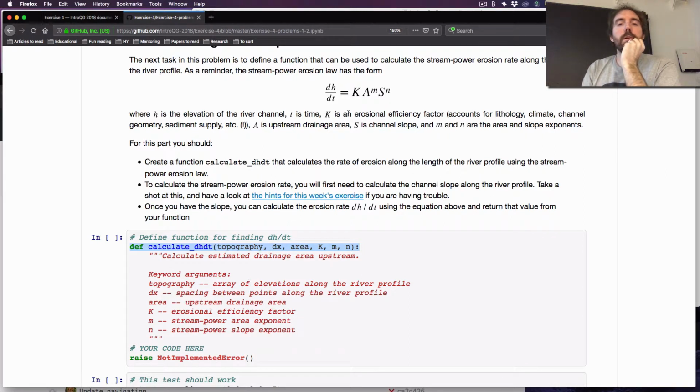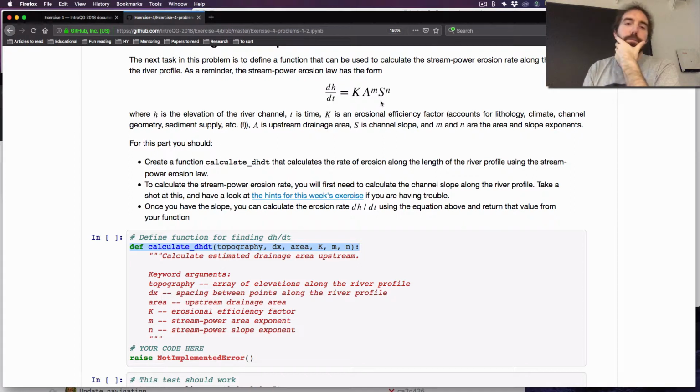So this looks relatively simple. It's a little bit trickier than you might think because you have to calculate the slope. So I'll add a hint in the hints for the exercise this week about how to calculate the slope. I will tell you that the code is a little bit fussy about how you calculate slopes, and it will blow up if you do it the wrong way.